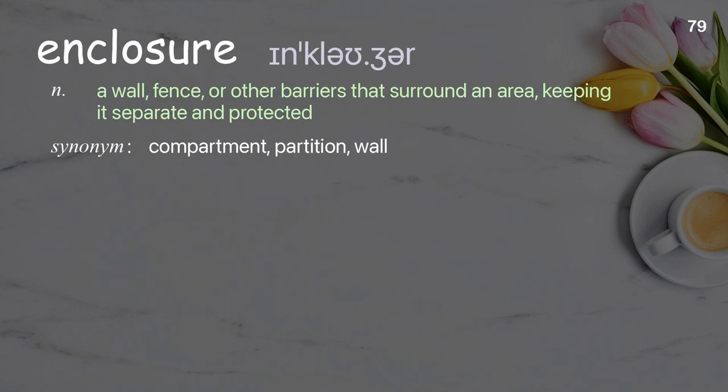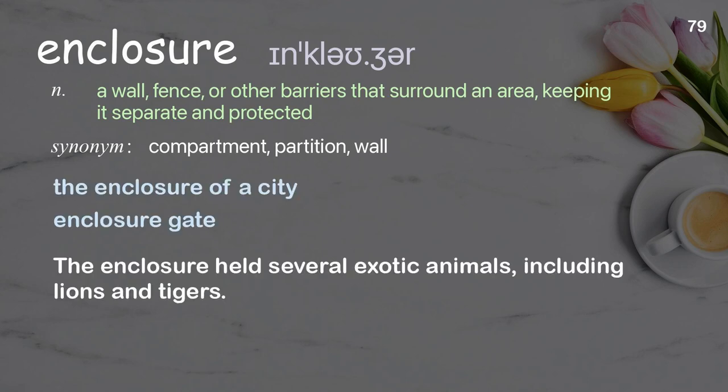Enclosure. A wall, fence, or other barriers that surround an area, keeping it separate and protected. Examples. The enclosure of a city. Enclosure gate. The enclosure held several exotic animals, including lions and tigers.